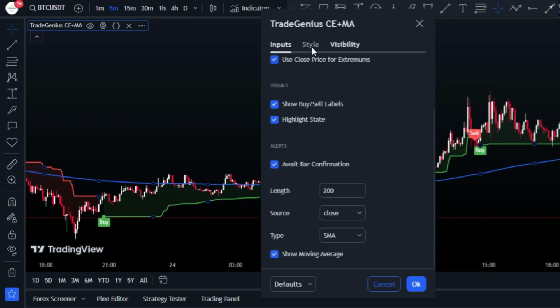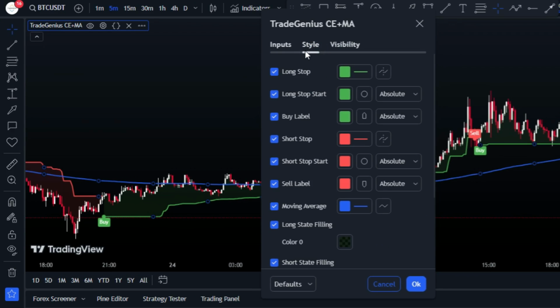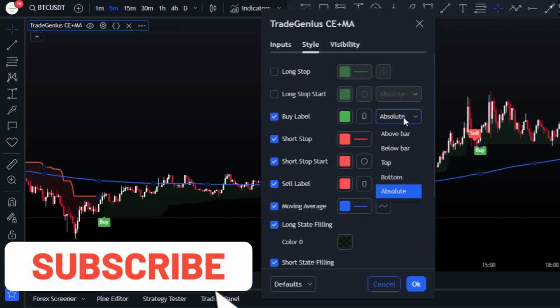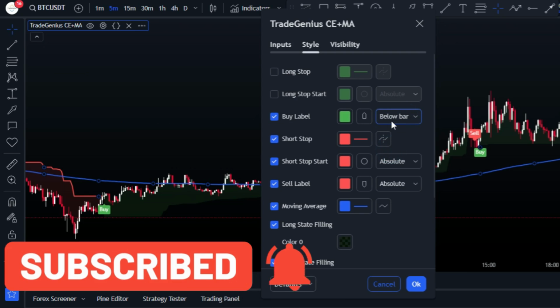Lastly, to make sure the chart is neat and easy to read, go to the Style tab and turn off some options just like I do. This will declutter your chart and make trading a breeze.